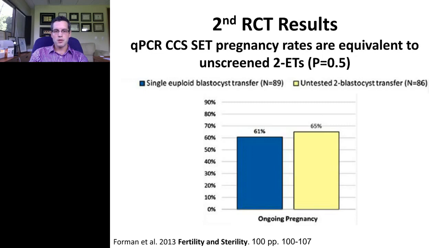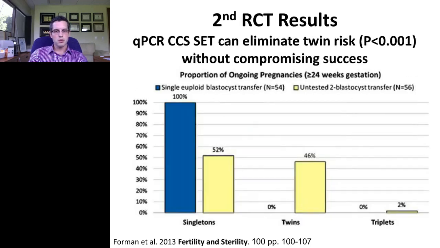And what you see here are the success rates in blue of the cases where CCS was performed and a single euploid embryo was transferred, compared to the control where two untested embryos were transferred. So we did see equivalent ongoing pregnancy rates, which hadn't been shown in any randomized trial looking at single embryo transfer.